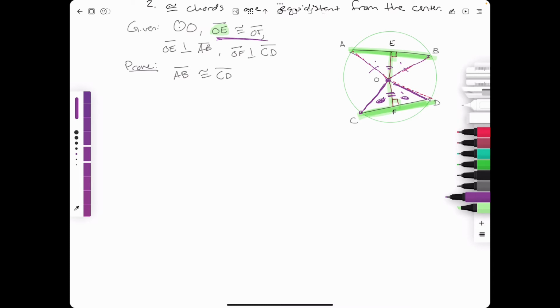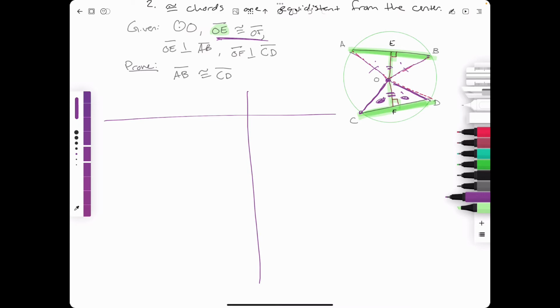Those angles are also equal to each other because they're alternate angles or whatever. They're not vertical angles. I intentionally drew them so they're not vertical angles. Okay, so let's get started. I think we have enough to go on here to start making some statements.